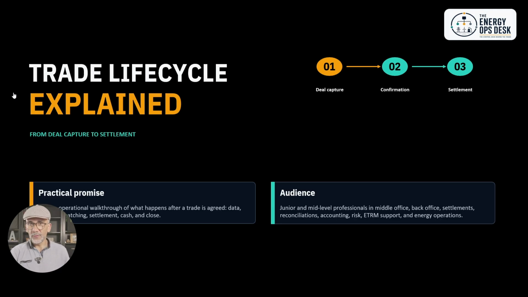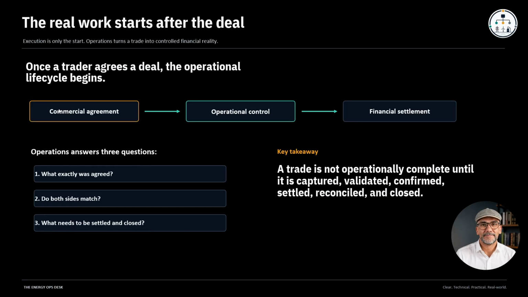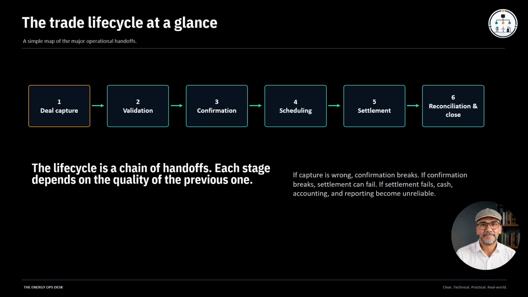disputes, and control failures. In this video, we are going to break down the trade lifecycle in a simple and practical way, from deal capture to settlement. When the trade is executed, the commercial decision has been made, but operations now has to make sure that the deal becomes real inside the company system. Contracts, confirmations, invoices, settlement files, and accounting records. That is the purpose of the trade lifecycle. It connects the front office decision with the operational, financial, and control processes that happen after the trade. In simple words, the trade lifecycle is the path a trade follows from execution to final settlement and reconciliation.